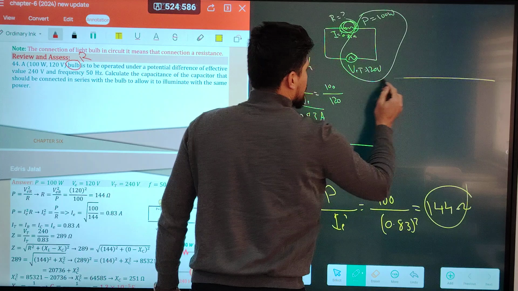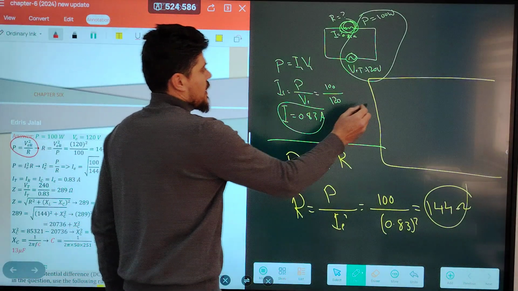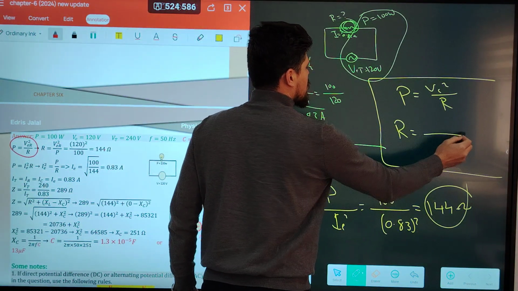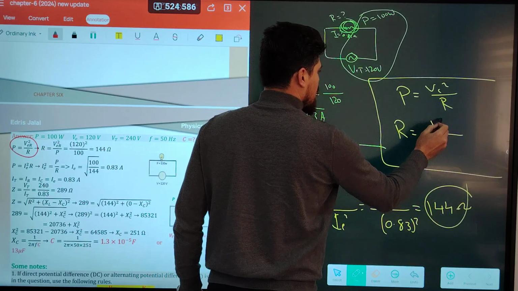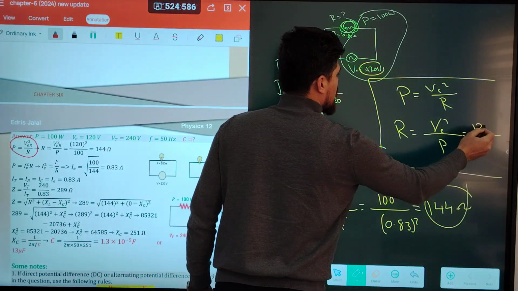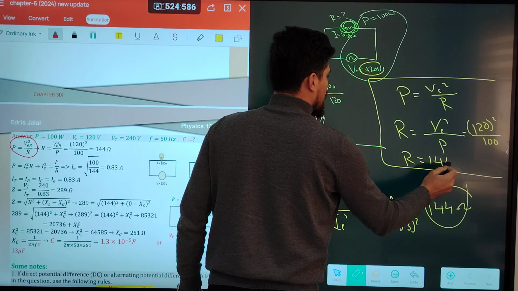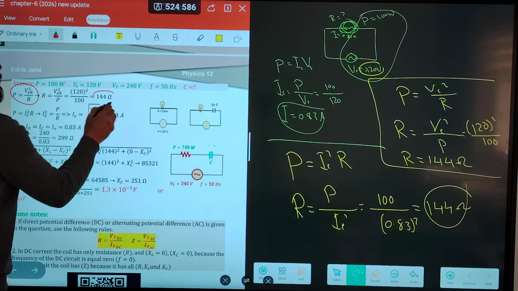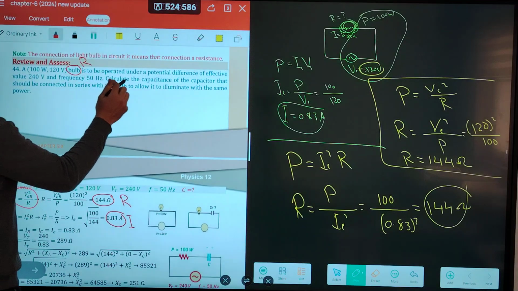You can also determine the resistance in another way, as you can see here. Power is equal to V effective squared over R, so R is equal to V effective squared divided by power. Do we have V effective? Yes, 120 squared divided by 100. Resistance is still 144 ohm. So in this question, now we have both the resistance and the current. Okay, let's continue the question.